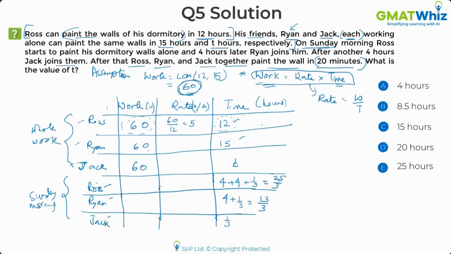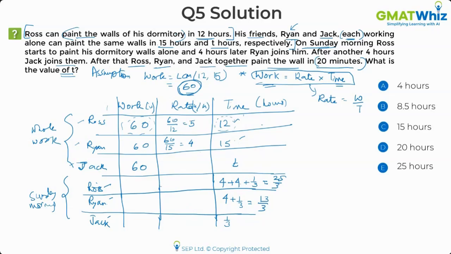Ryan is doing 60 units of work in 15 hours. So his rate of doing work is 4 units per hour. And I don't know the value of t. This is what I need to find out, what is the value of t. So I'll leave it as is. You can write 60 by t, but that's not going to help us much. But I'll leave this column.